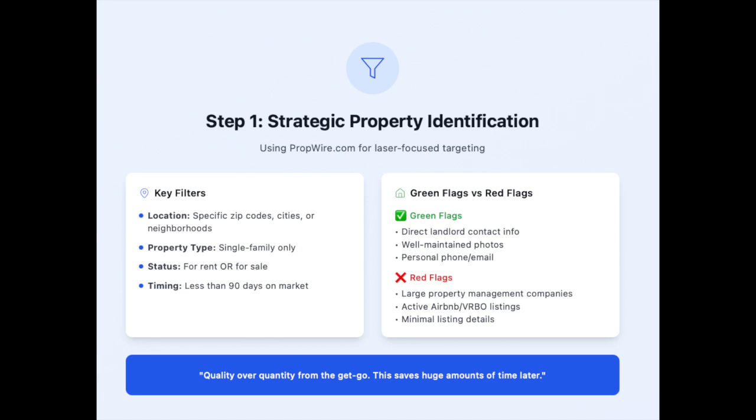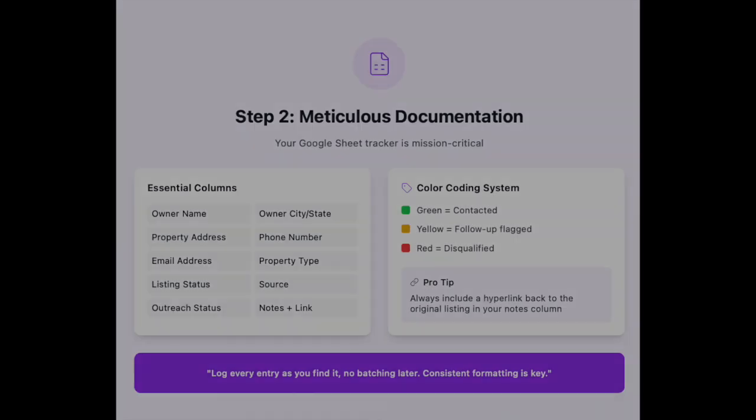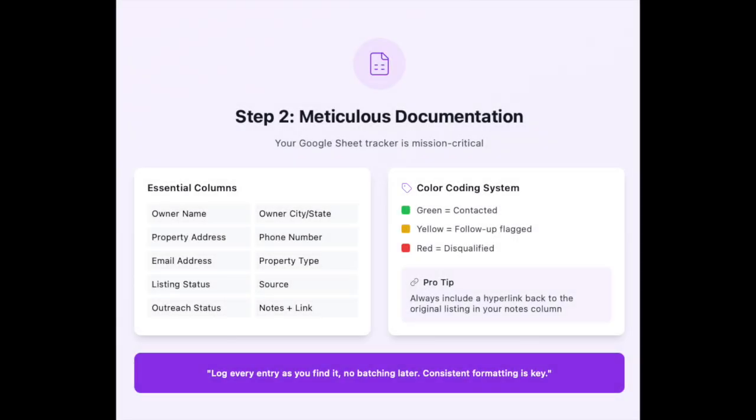Okay. So we filtered, we evaluated, and we found a promising property. Awesome. But finding it is just the start, right? How do you make sure you don't lose track of this potential gold mine and all the details? Precisely. That leads us straight into step 2. Meticulous documentation. You need a system. And that system is a Google Sheet. Yep. Specifically what we call a standard PropWire lead tracker. It's basically a pre-built spreadsheet with all the essential columns you'll need.